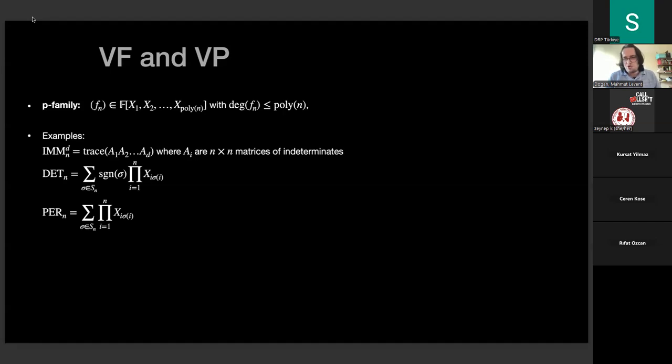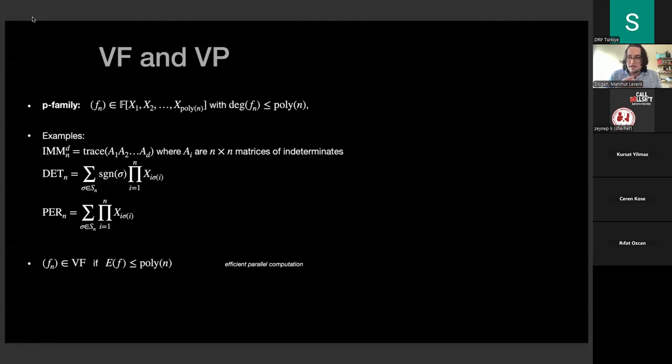Maybe you haven't heard about the polynomial called the permanent. It's also a very important polynomial. I will talk more about it later. It's very similar to the determinant, but you don't care about the signatures of the permutations. You just ignore them. So these are p-families.